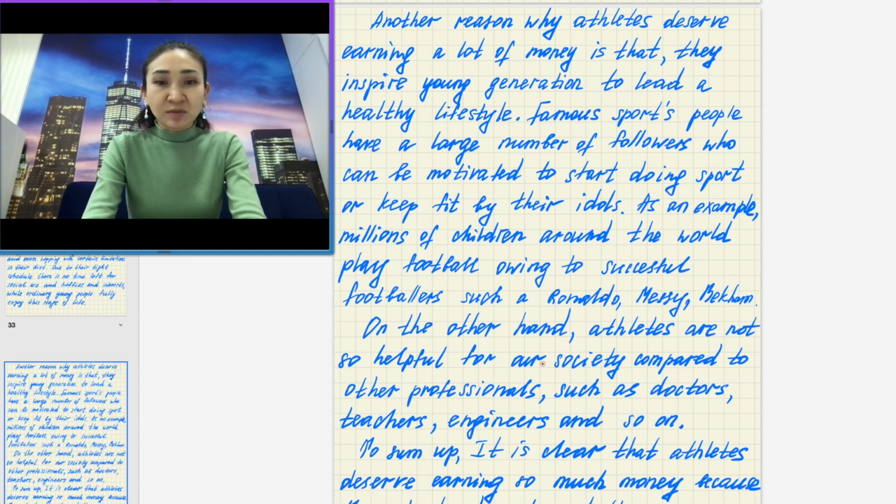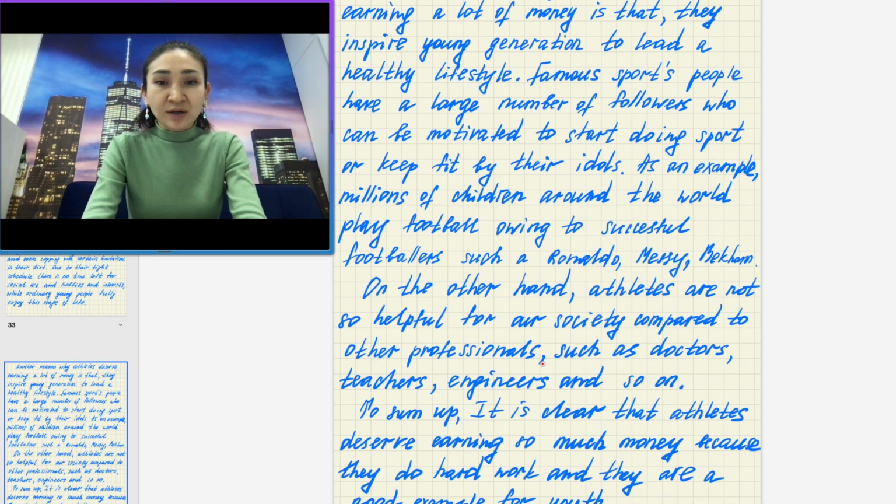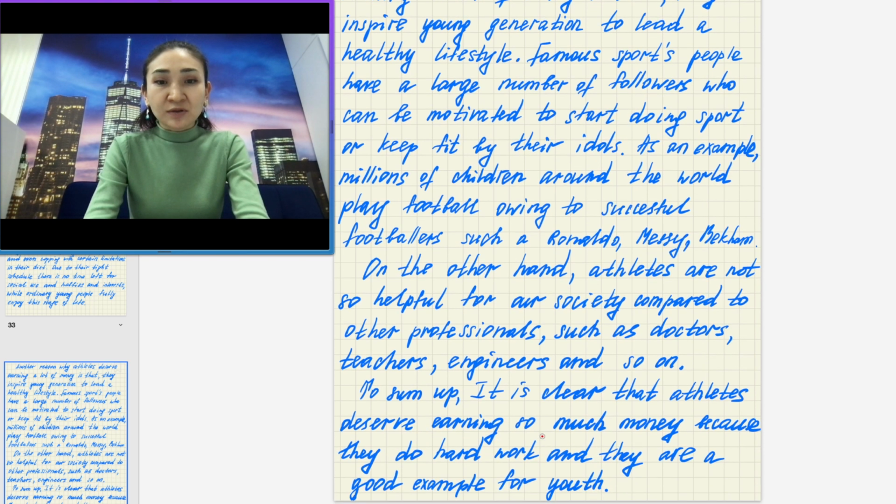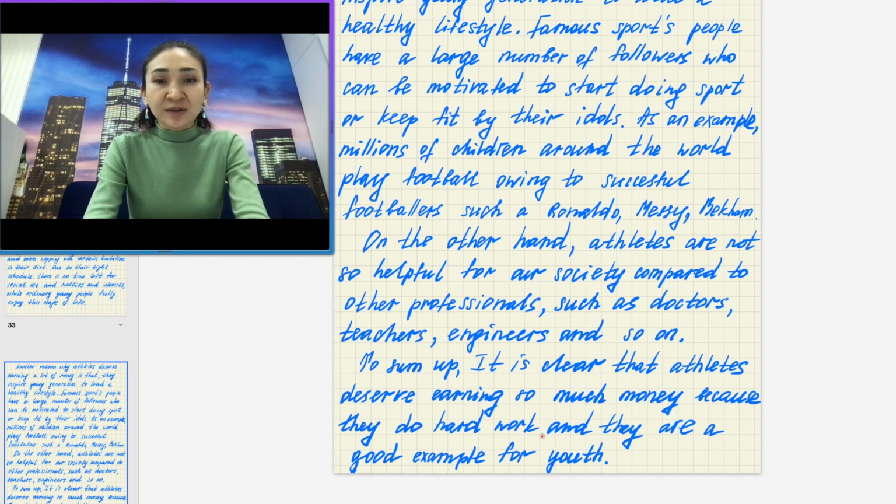And the final part is the conclusion part. So in this part we're gonna write, to sum up, it is clear that athletes deserve earning so much money because they do hard work, and they are a good example for youth.